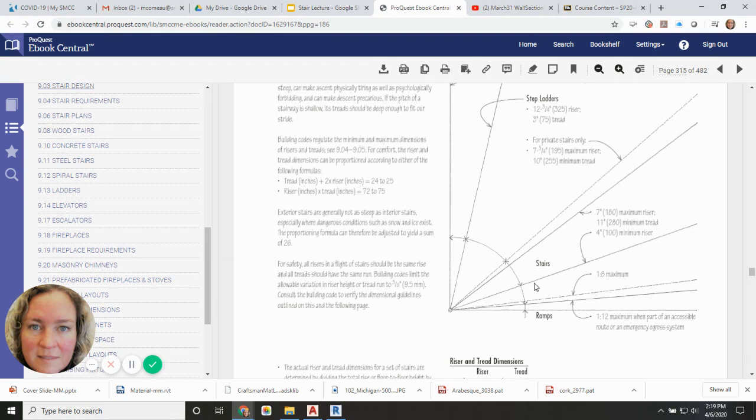Your minimum riser is 4 inches. That's a tripping hazard, anything less than 4 inches. And then here is your 7-11 rise that you get right here. So notice how much shallower that is compared to a residential rise of 7 3/4 by 10. And then a step ladder is above a 45 degree angle.